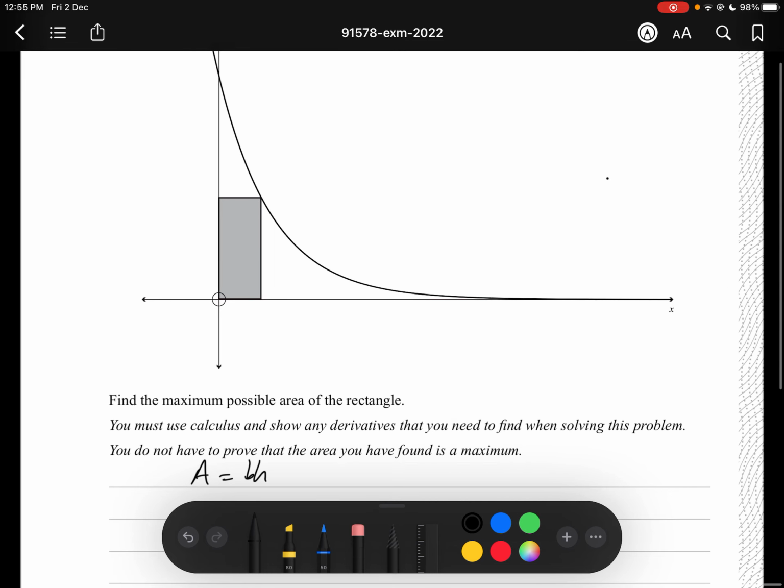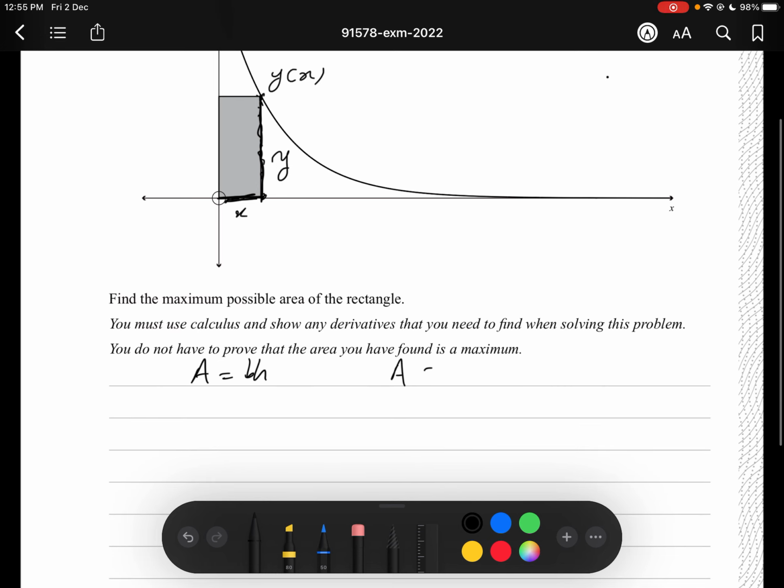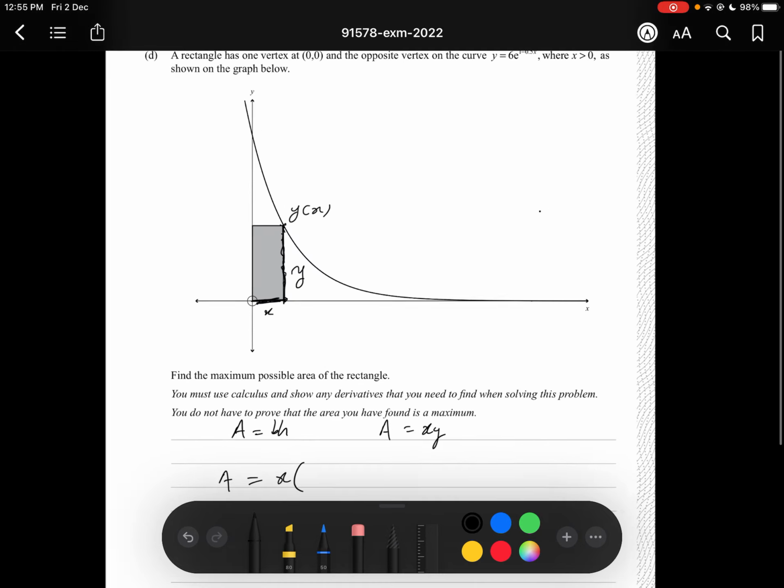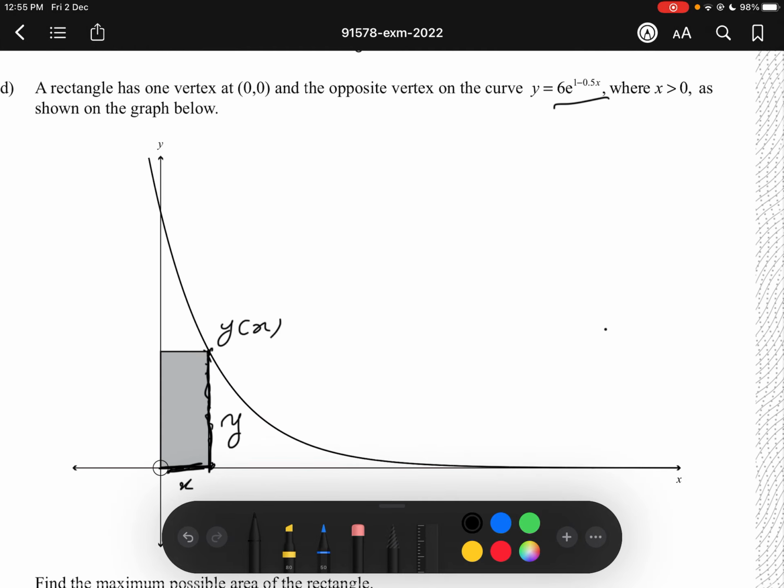Notice that for this rectangle, the length of this side here will be x, and the length of this side here will be y. And what is y? y is exactly equal to the point on the graph at x, because if we have x here, then we have the point on the graph of y of x here. So therefore, area equals x times y, and area equals x times y of x, which is given here.